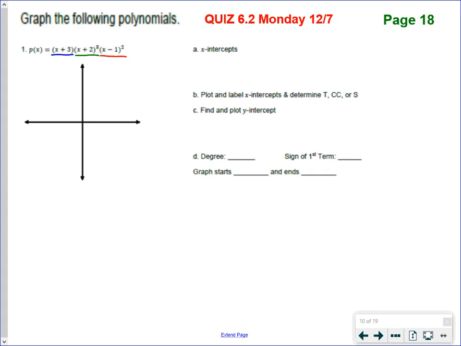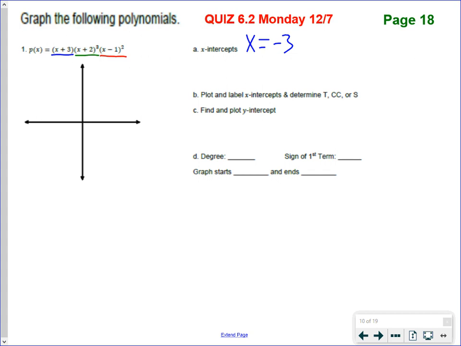For x plus 3, we're going to use the first one in blue. That one gives us an x-intercept. For the first one that's in blue, that will give us an x-intercept of -3, since if we set x plus 3 equal to 0, x has to be -3 for that to equal 0.